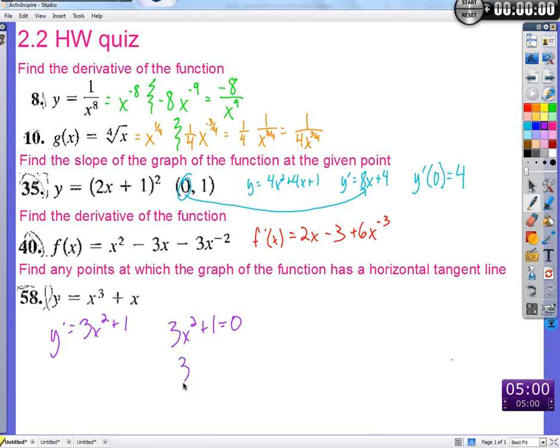So then we go about solving this. We get 3x squared equals negative 1. Maybe we see a problem already. x squared equals negative 1/3. And then we try to take the square root of a negative number, and it's not real. So there are no real numbers where this has a horizontal slope. So nope, not happening.